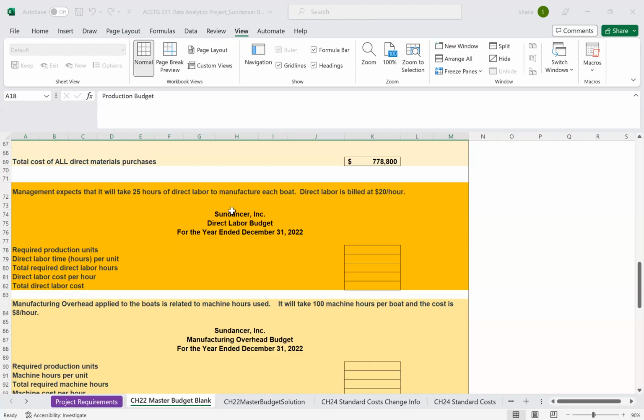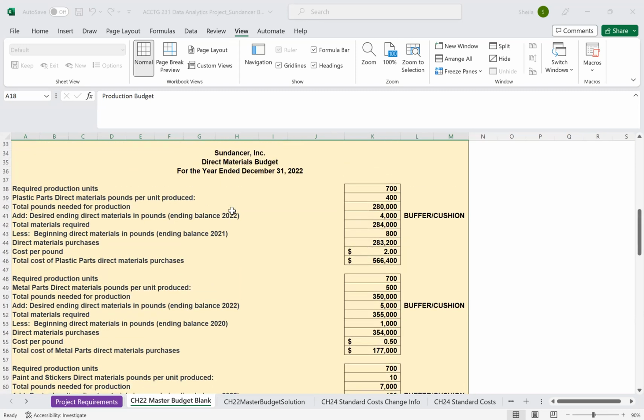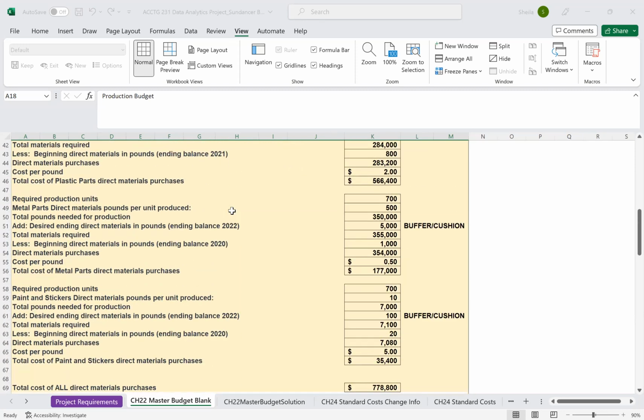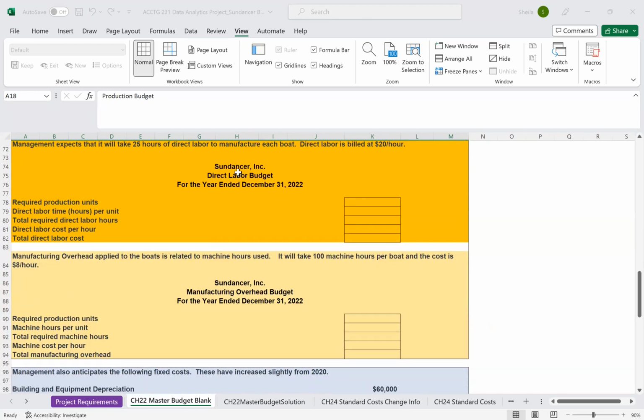So as we move on, remember that we just completed the direct materials budget as part of our sales and production budget. So now we're going to wrap up the remaining manufacturing cost budget. Those include direct labor and manufacturing overhead.